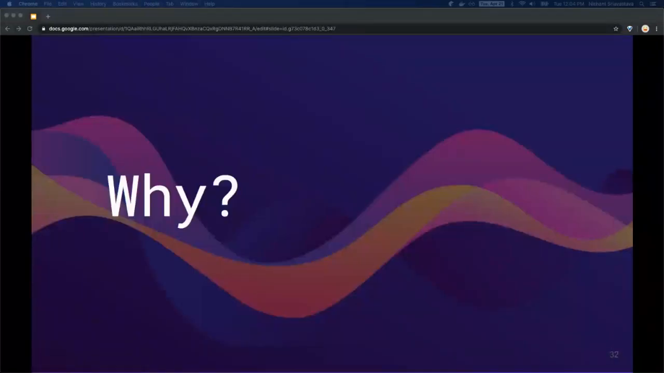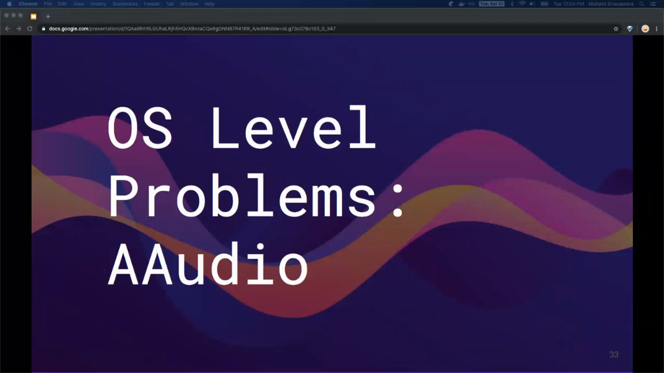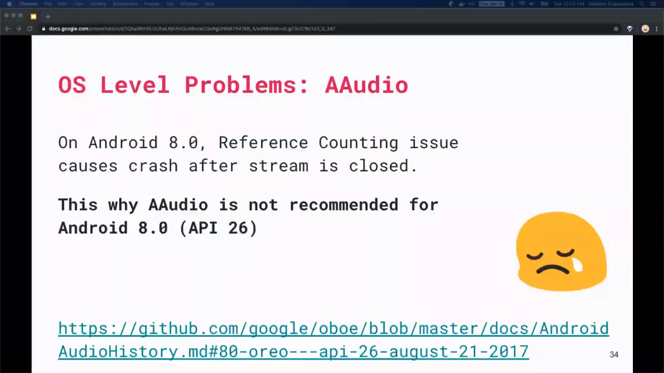The question here is why did it take 10 years, right? Well, the problem comes from many different areas. The very first being that we have OS level problems. Let's look at AAudio for that particular piece. AAudio in general was released in 8.0, API 26, but it couldn't work with 8.0 because 8.0 itself had a reference counting issue, which would cause a crash after the stream was closed.